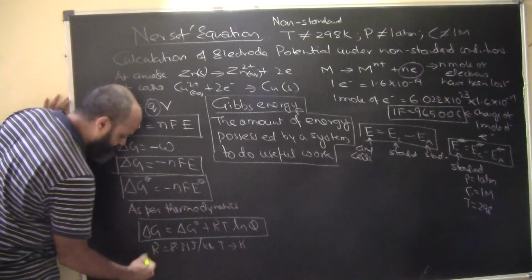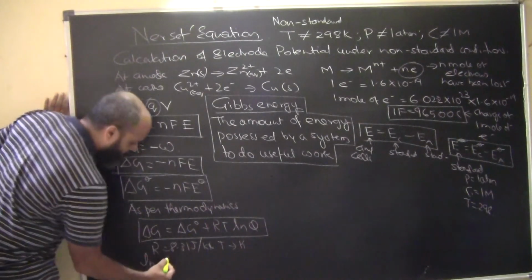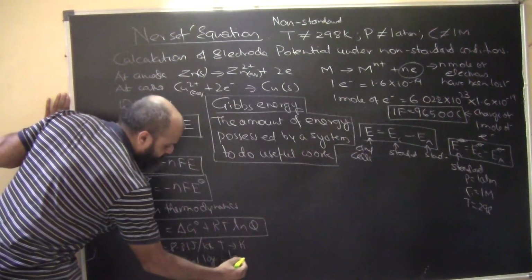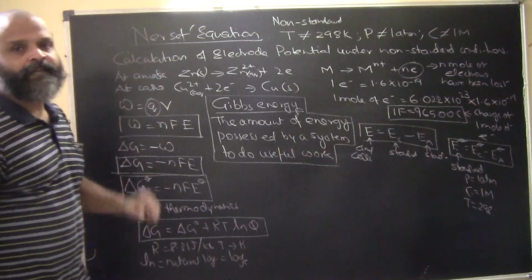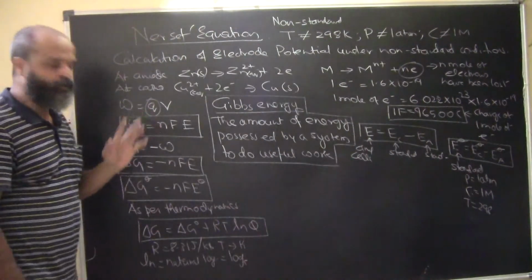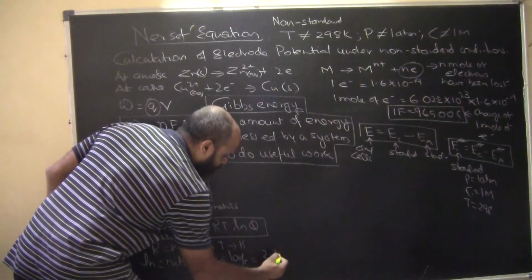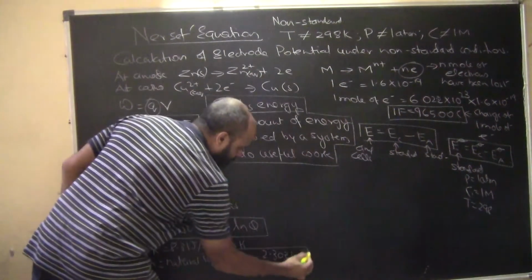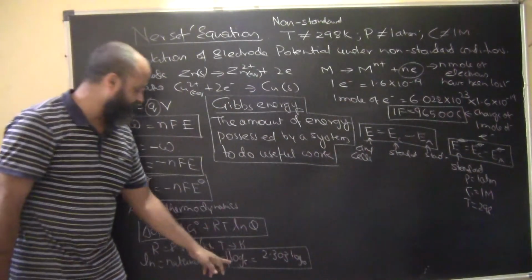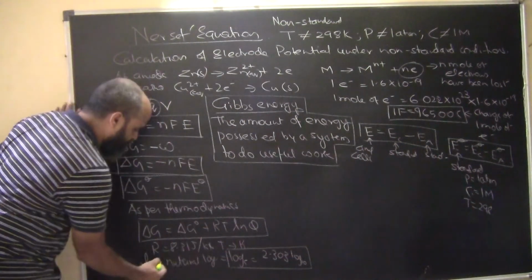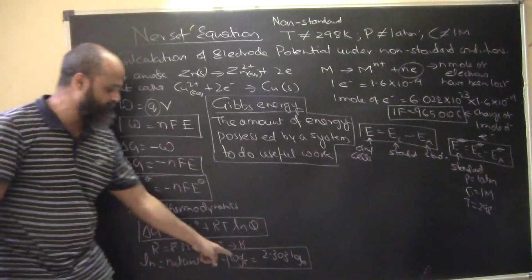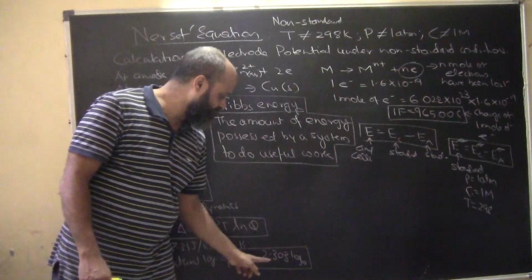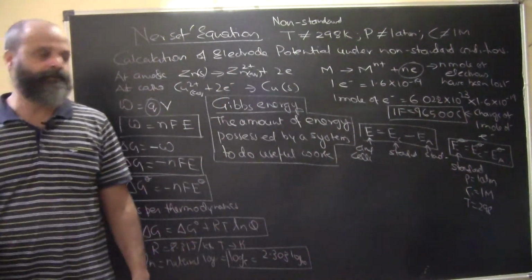What is ln? Ln is basically natural log, that is log to base e. If we need to convert log to base e to log to base 10, all we need to do is multiply by 2.303 log base 10. That's all. So this is something that we have to understand.